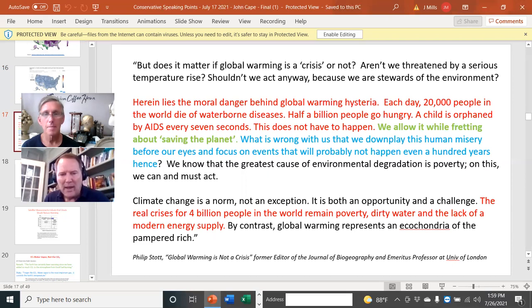Climate change is a norm, not an exception. It is both an opportunity and a challenge. The real crisis for 4 billion people in the world remains poverty, dirty water, and the lack of a modern energy supply. By contrast, global warming represents an echochondria of the pampered rich. This is from the late Philip Stott, a former emeritus professor of the University of London.